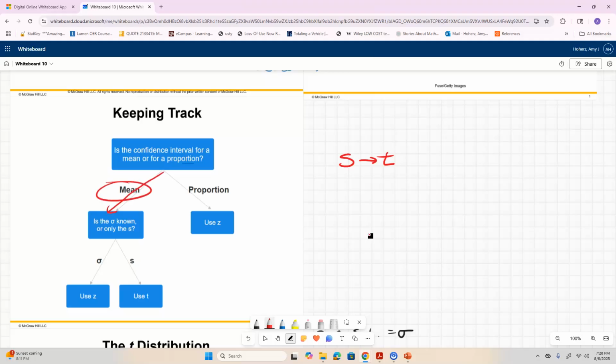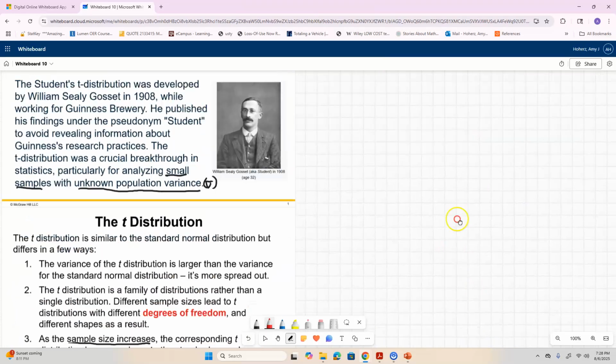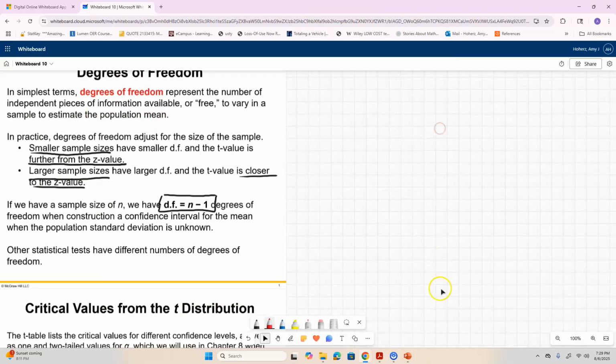Okay. Is the sigma known or only the S? Well, in this case, we only know the S because they only gave us the sample standard deviation. And so we're going to follow this route, and then that's going to tell us use T. And whenever we use T, we're going to use that degrees of freedom. So T means we're going to be using the degrees of freedom. All right, so let's continue this.